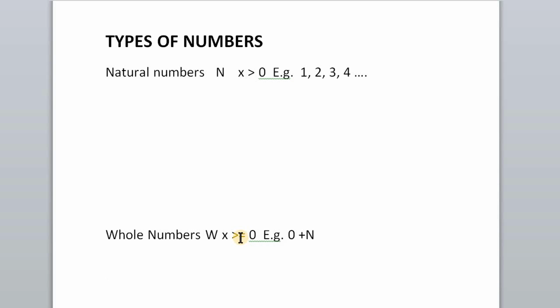We also have another type, whole numbers. Now, whole numbers are numbers that are greater than or equal to 0. They are just natural numbers with 0 added to it.